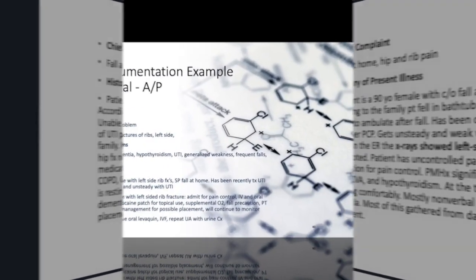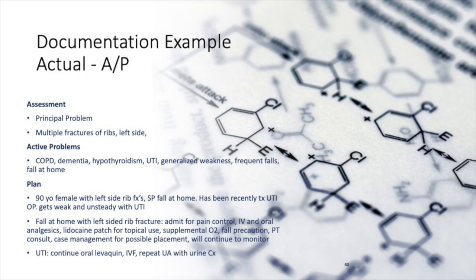So in the assessment and plan for this patient, the assessment just talks about principal problem being multiple fractures of the ribs and left side. Active problems include some of those things from the past medical history. The plan is a 90-year-old female with left-sided rib fractures, status post fall at home, has been recently treated for a UTI and gets weak and unsteady with a urinary tract infection. And then the fall at home with left-sided rib fractures, admit for pain control and possible placement. And lastly, the UTI, continue oral Levaquin, etc.